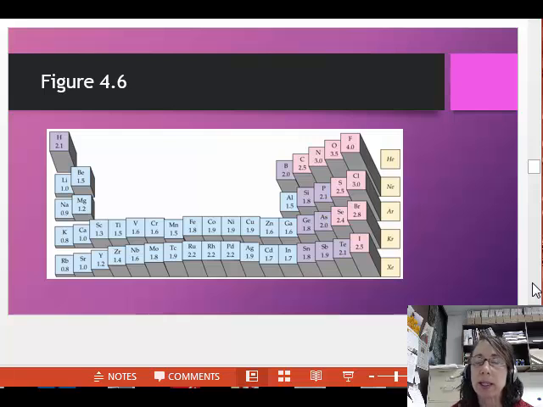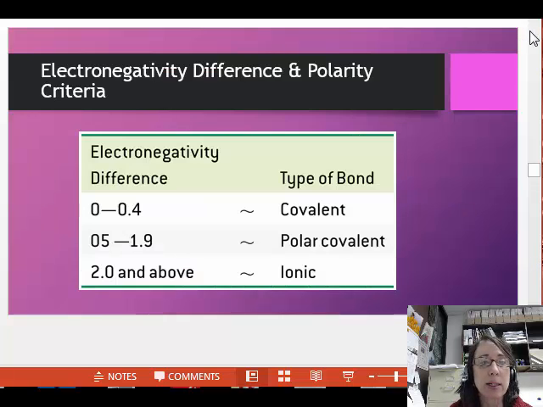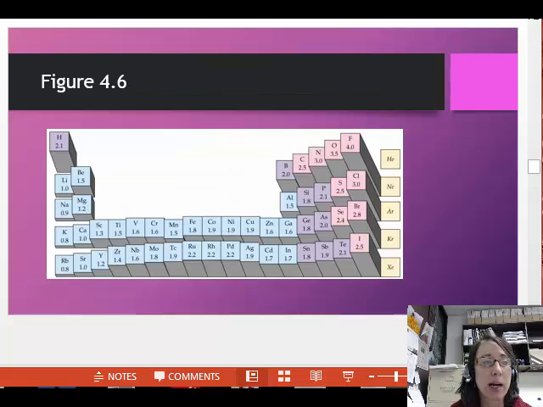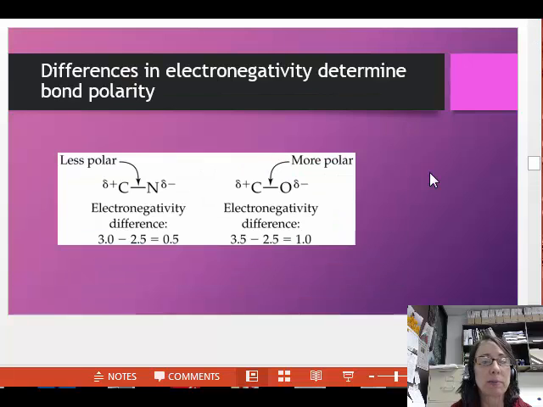According to figure 4.6, the electronegativity value of nitrogen is 3.0, that of carbon is 2.5, and that of oxygen is 3.5. Since nitrogen has a higher electronegativity value than carbon, the nitrogen is assigned the partial negative charge, while carbon has the partial positive charge in the carbon-nitrogen bond.